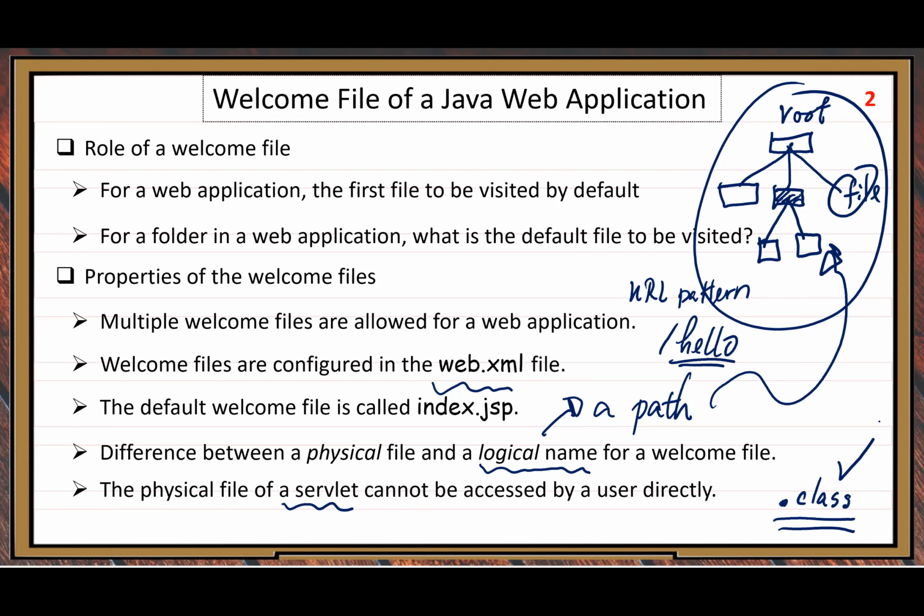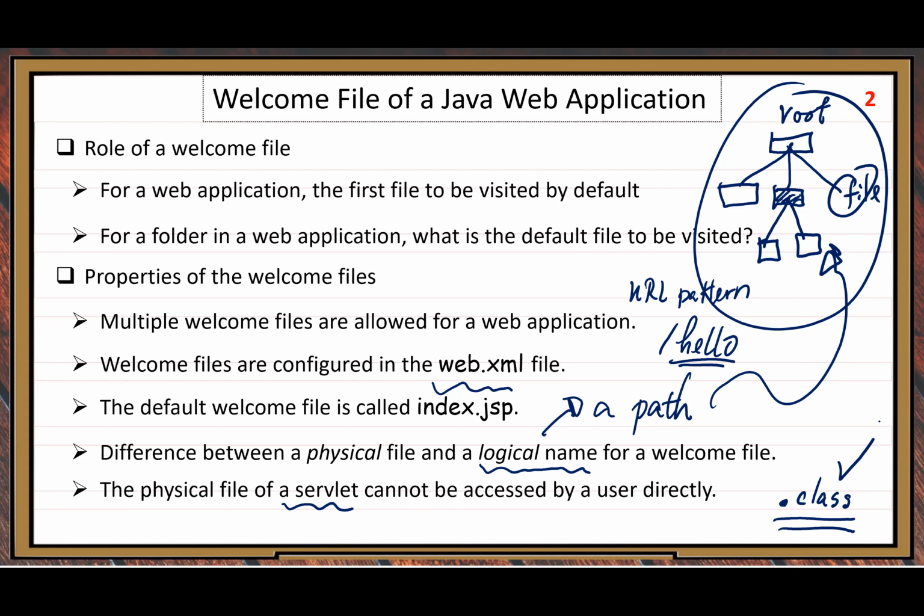All right, but this physical file cannot be exposed to the outside users. We want to hide it, right? We intentionally hide the physical location of the servlet files. We don't want outside people to see them. We want to protect them. We don't want to expose those files.